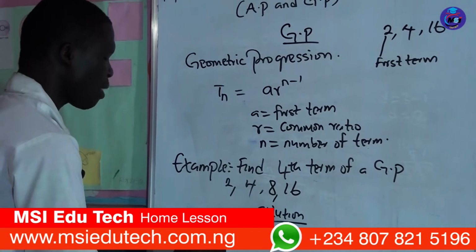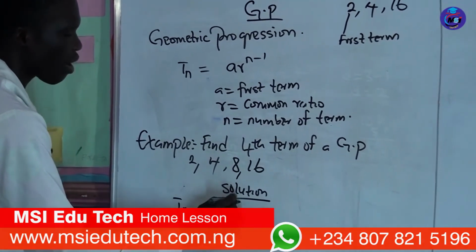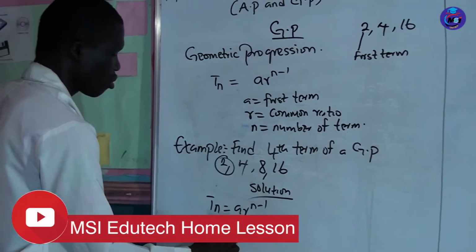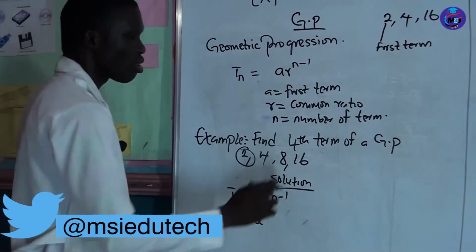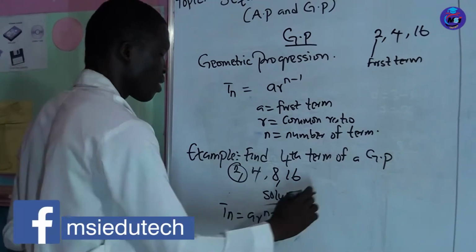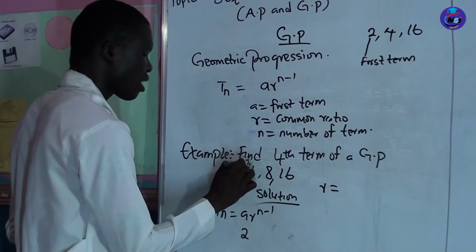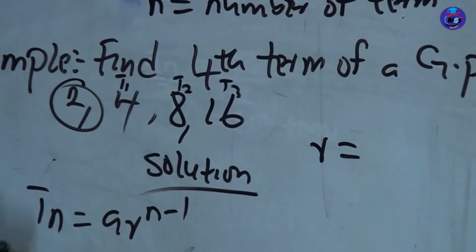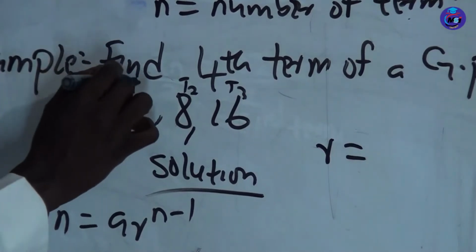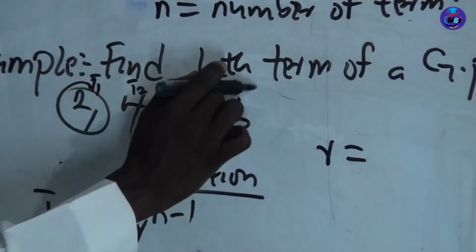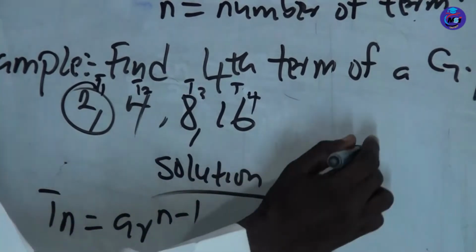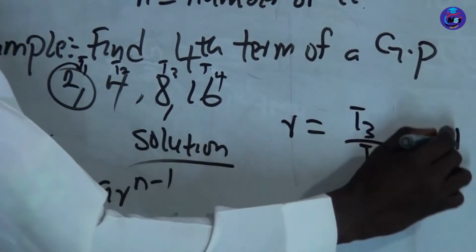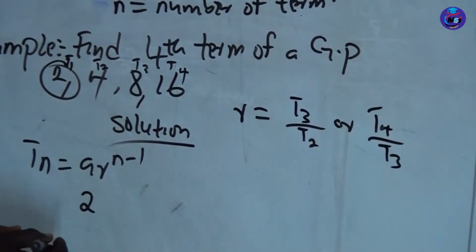Now, repeat the formula: a r raised to power n minus 1. a is 2, which is the first term. Common ratio, I need to tell you how to find your common ratio. Common ratio equals, this is T1, this is T2, and this is T3. Okay? Now, sorry, I made a mistake. This is T1, this is T2, this is T3, and this is T4. So common ratio equals T3 divided by T2, or T4 divided by T3. Let's see what we get.